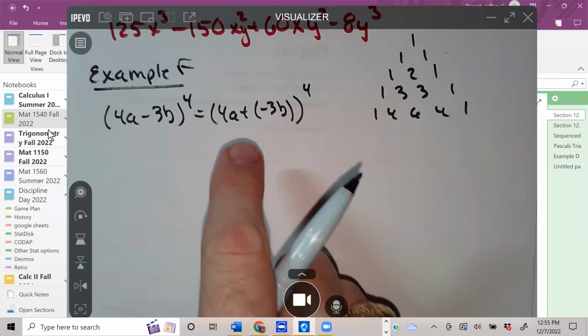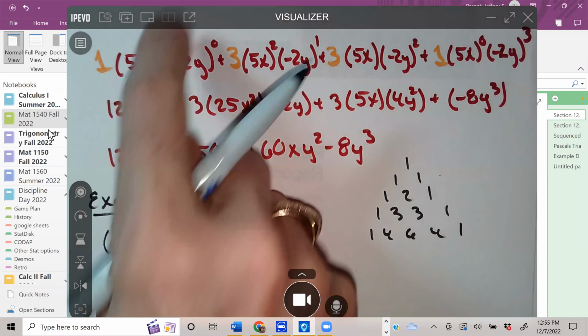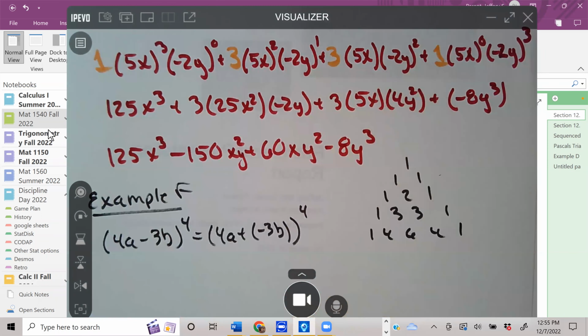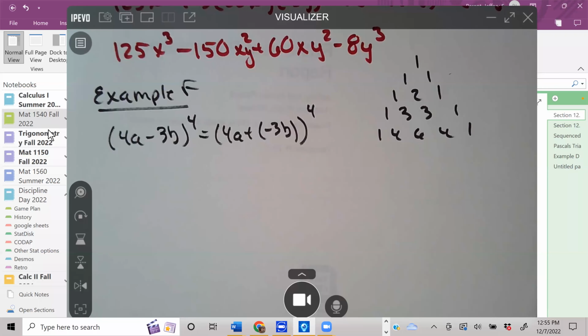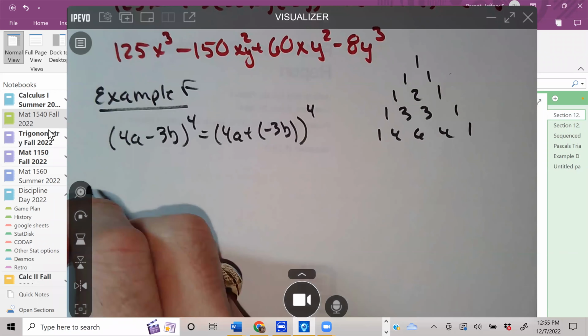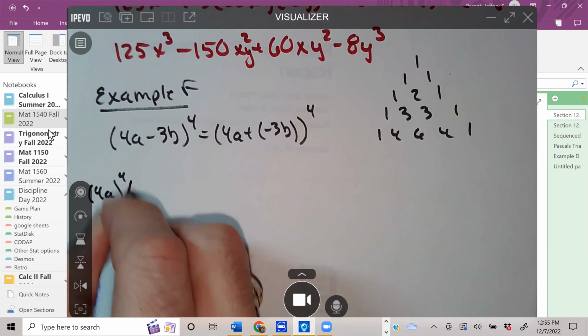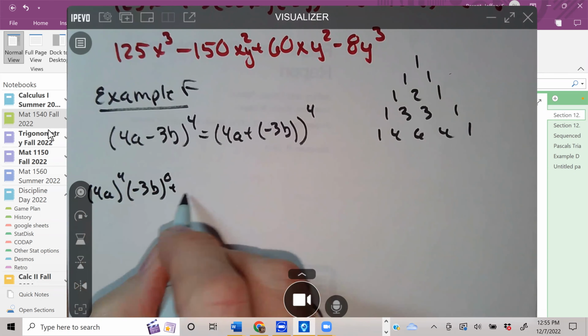And let's go across much in the same fashion we did here. Raise that to the 3rd power and this to the 0 power, and then start decreasing and increasing from left to right. So maybe if you're watching this later, you want to pause the video and try and write this down for yourself. That's a great idea. For us, let me just proceed here. It's going to be a 4a to the 4th times negative 3b to the 0 plus. And leave a little space here.